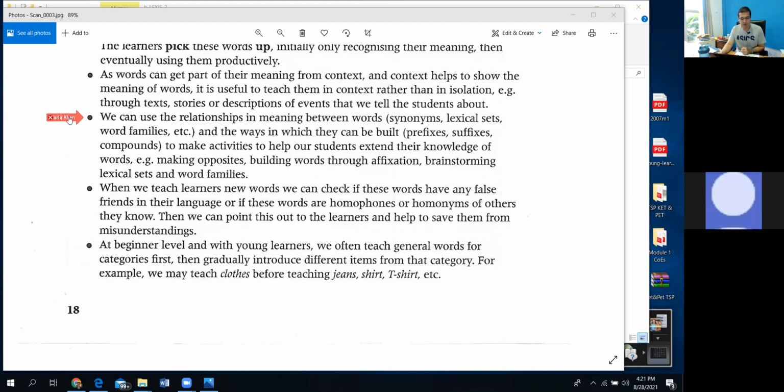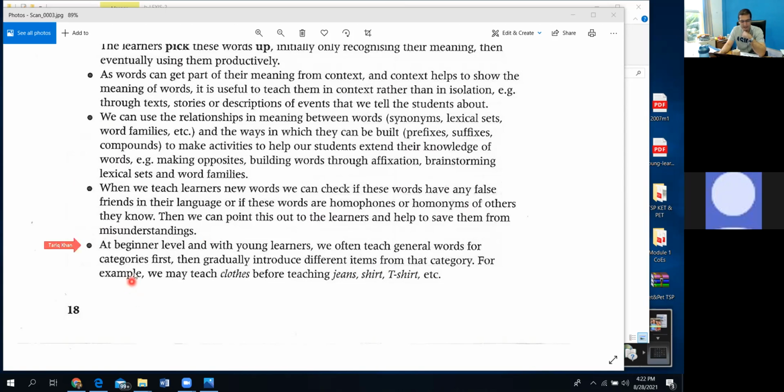Right. The next point is, when we teach learners new words, we can check if these words have any false friends in their language. If these words have homophones, homonyms, or others they know, then we can point this out to the learners and help save them from misunderstanding. Now, this can usually happen with the European languages and English, because in English there are a lot of words from Latin and Greek and Dutch and German and French. So when you are teaching students in Europe, you will find a lot of false friends, synonyms, and all these, because the words are taken from different languages. It's difficult to find false friends between the English language and South Asian and Asian languages. But this point is more applicable to the European student.